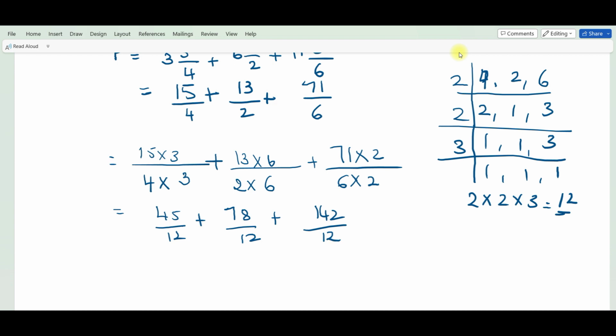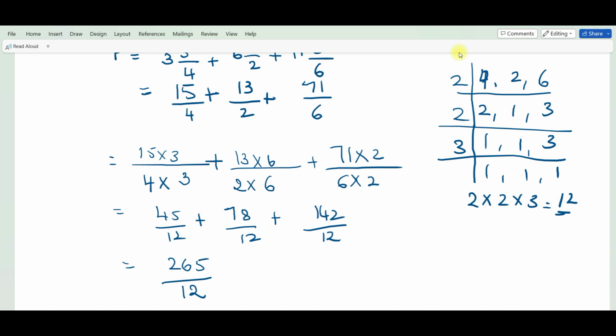You will have to just add it up. That is 45 plus 78 plus 142. Doing so, you will get 265 divided by 12. As all of you know, when the question is in a mixed fraction, we'll also have to give the answer in a mixed fraction. So this has to be converted to a mixed fraction now.